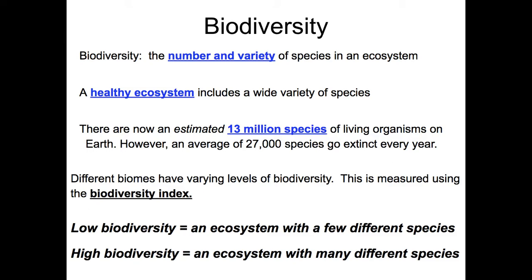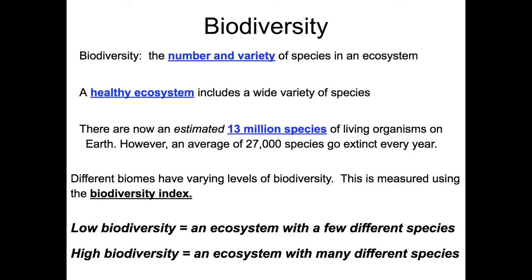Currently on Earth, there's an estimated 13 million species of living organisms, which might sound like a lot. It kind of is. However, at current estimates, we're losing on average 27,000 species a year to extinction. Species can go extinct for a multitude of reasons, including habitat loss, climate change, disease, whatever. These 13 million species don't all live in the same place, the same biomes necessarily. Different biomes have different levels of biodiversity.